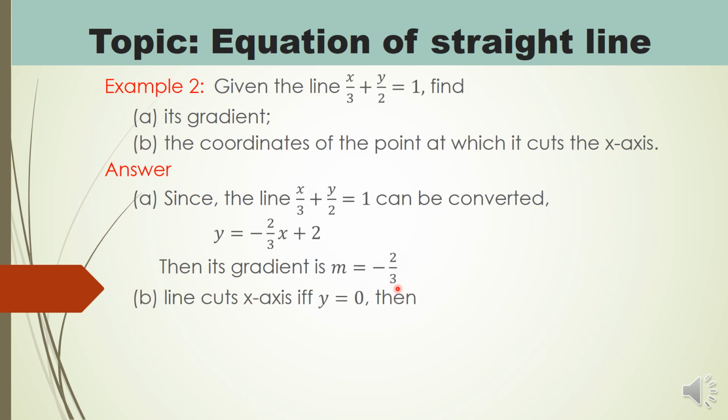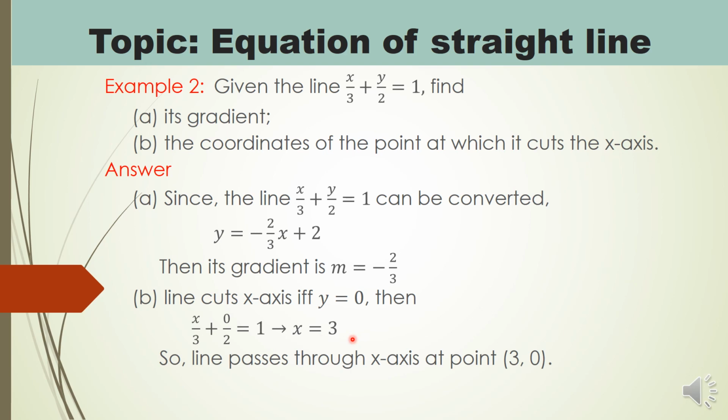Next, we want to find the point where the line cuts the x-axis. When the line cuts the x-axis, if and only if y equals 0. So with y equals 0, you can replace into the equation. We will obtain x over 3 plus 0 over 2 equals 1. By solving the equation, you obtain x equals 3. Okay. Then you can conclude the line passes through the x-axis at the point 3, 0.